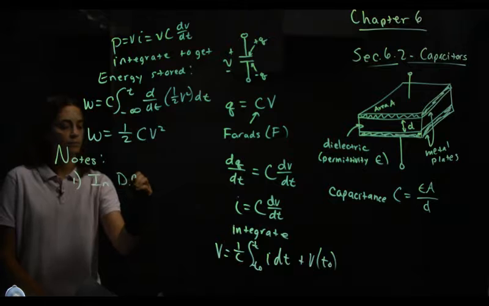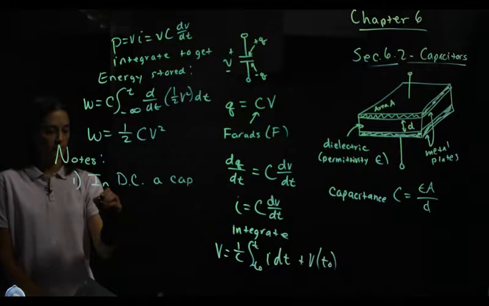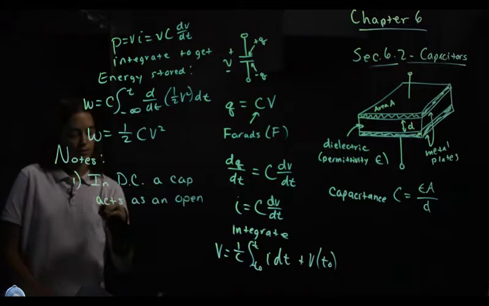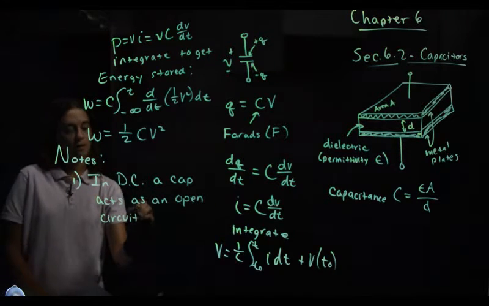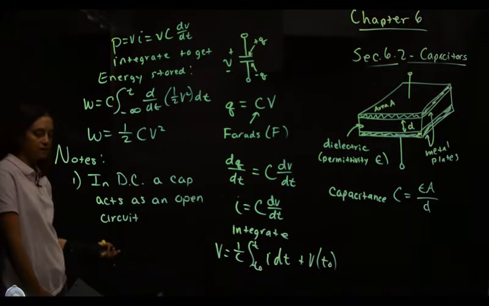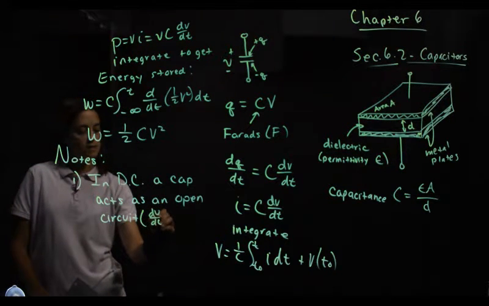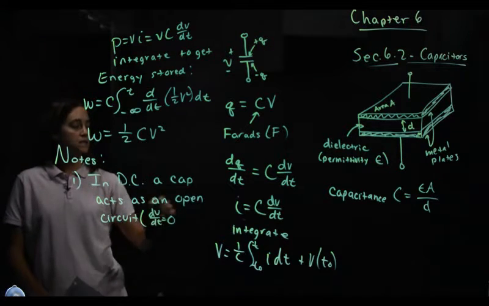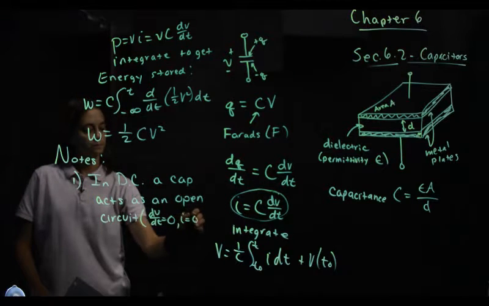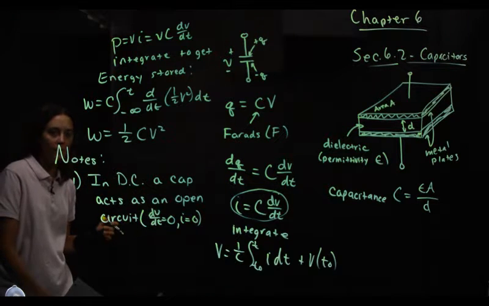In DC, a capacitor acts as an open circuit. So if you see a capacitor in a DC-only circuit, you can replace it with an open. Now, why is that? Well, if voltage is constant, then dV dt is equal to 0. If dV dt is equal to 0, then our current is equal to 0. If our current is equal to 0, we represent that with an open circuit, because current can't jump through a big hole, or over a big hole.